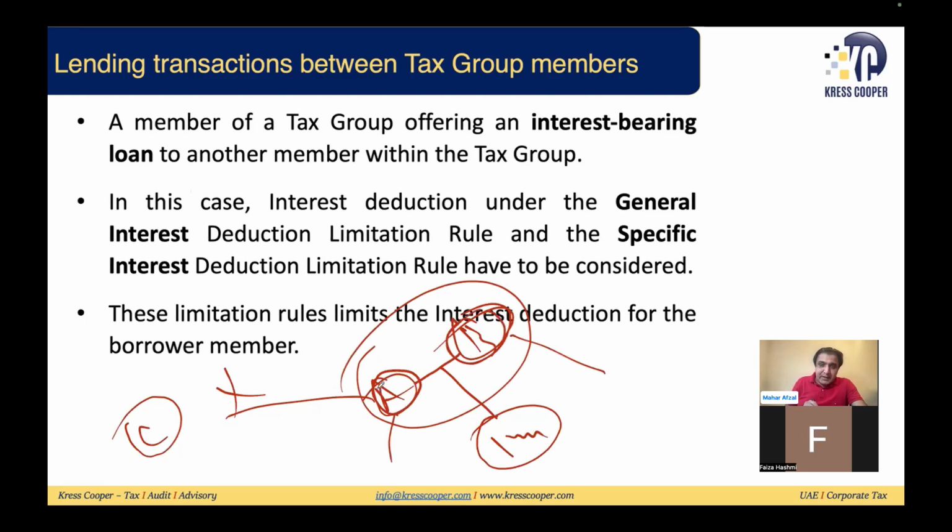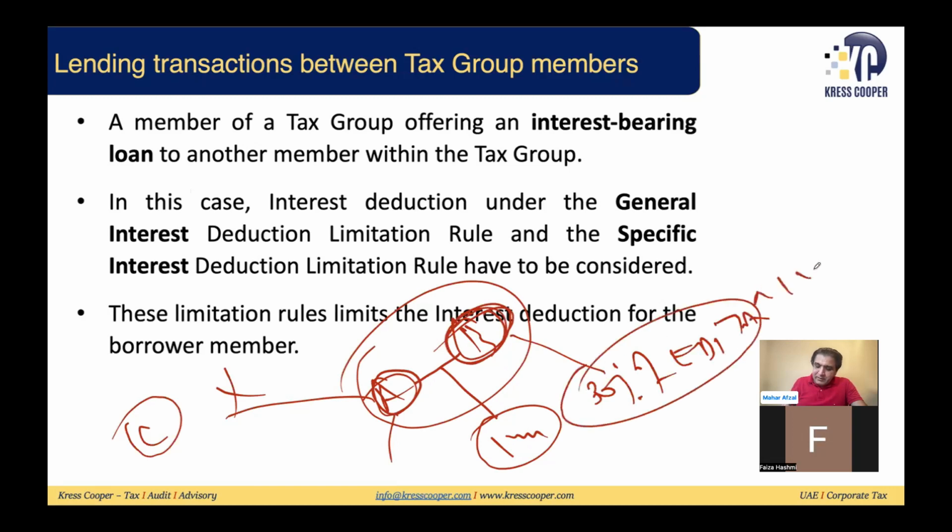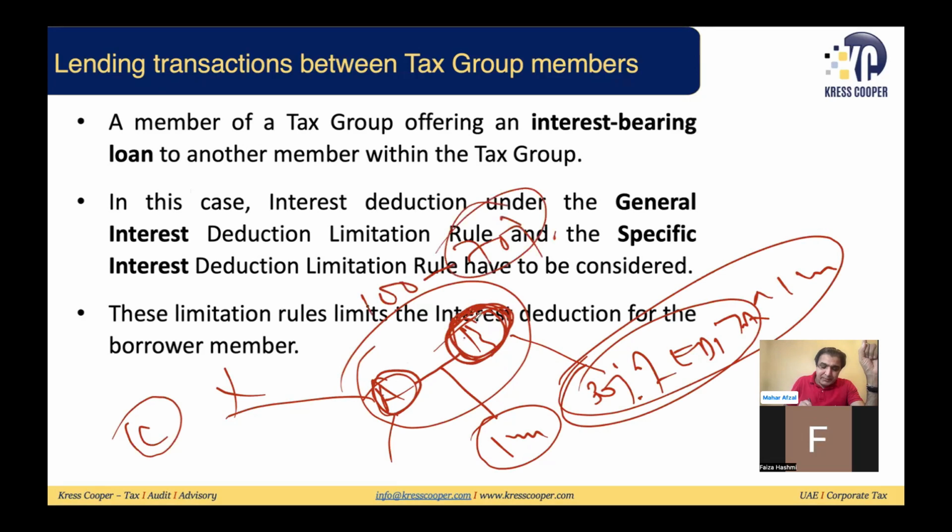If a loan has been given from A to B, B cannot claim more than 30% of EBITDA or 12 million, whichever is higher. This is the interest limitation rule. So if B is not claiming any portion of the interest, assuming A has charged interest to B of 100, out of this B can claim only 70. 30 has not been claimed by B.